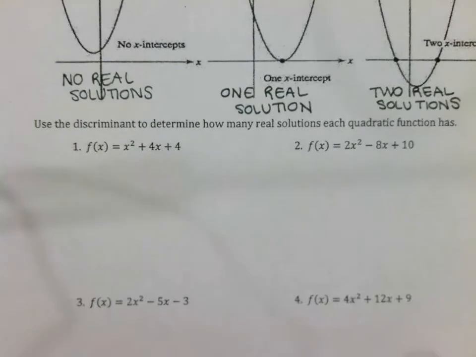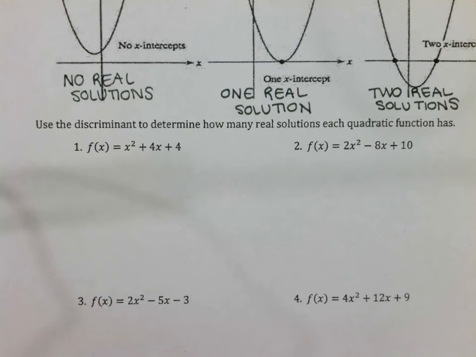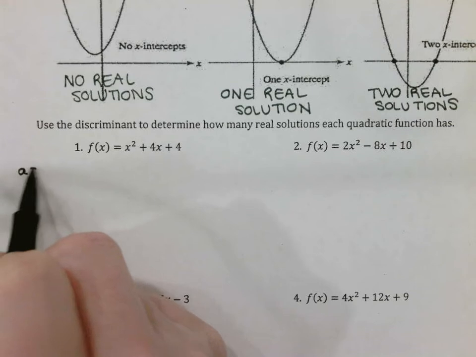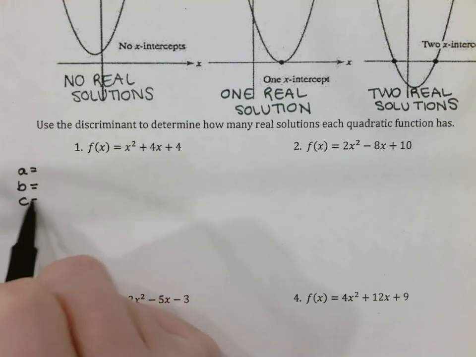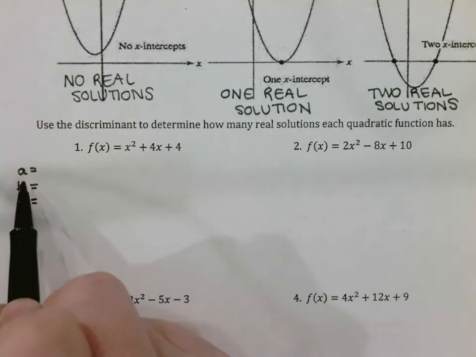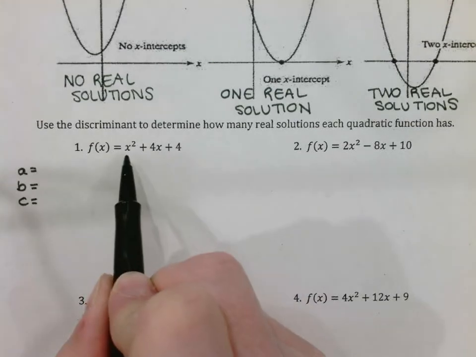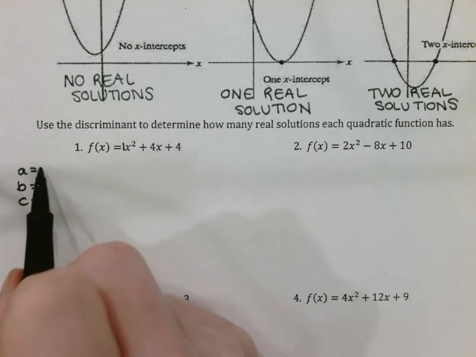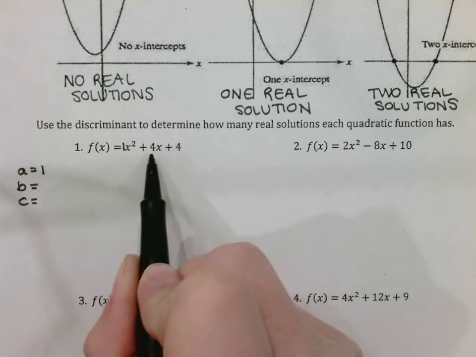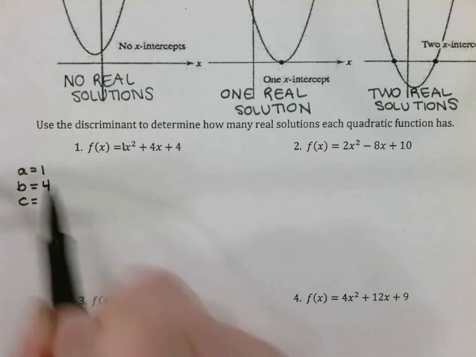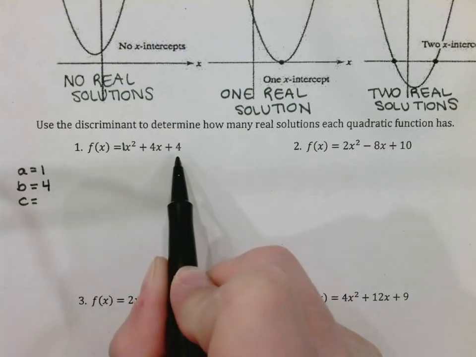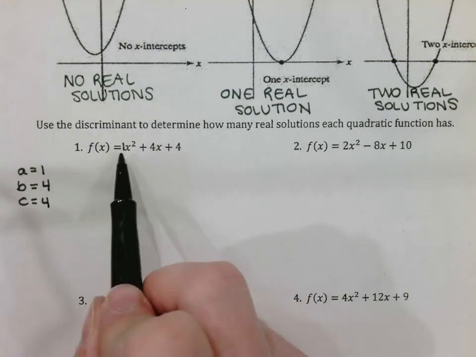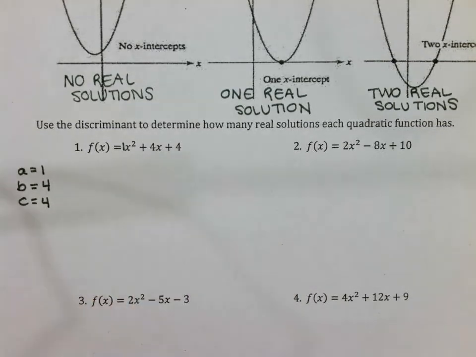So let's start with number 1. And we're going to get in the habit of always starting by finding a, b, and c. We did this for factoring as well, and it's the same process. A is always in front of our x squared value. Even though we don't see something there, it's understood to be a 1. B is always in front of the x value, so that's a 4. And C is always our constant that doesn't have a variable attached, so that's 4. And you can see they go in order, A, B, C.